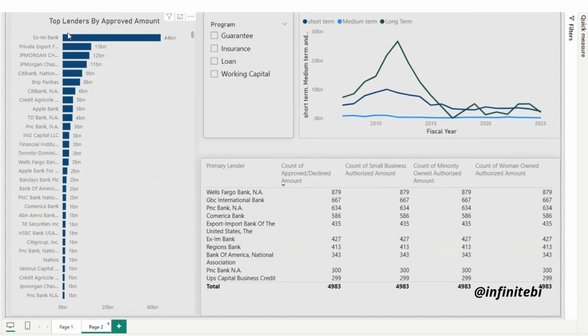This is the lender by state, or not by state but by bank. On this side we got the top lenders, EXIM Bank. This is like a federal bank for exporters, with the most approved loans on value. And then you got Private Export Funding Corporation. This is like a private thing, as the name says. You got JP Morgan Chase like twice, and we got Citibank. It's different by state. This TD Bank, PNC. Okay.